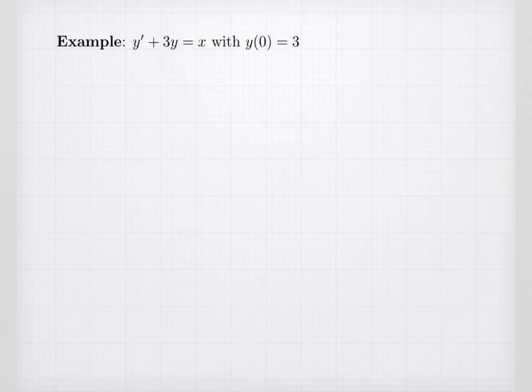Alright, so I'm going to take something very similar to the previous example, and the only difference now is that instead of equals 0, this new formula equals x. And I want to see what that does to my problem. The other thing is I've added an initial condition, so we'll deal with that as well.